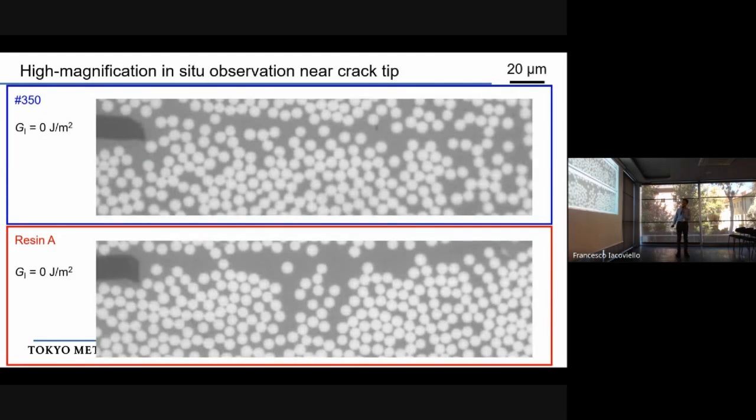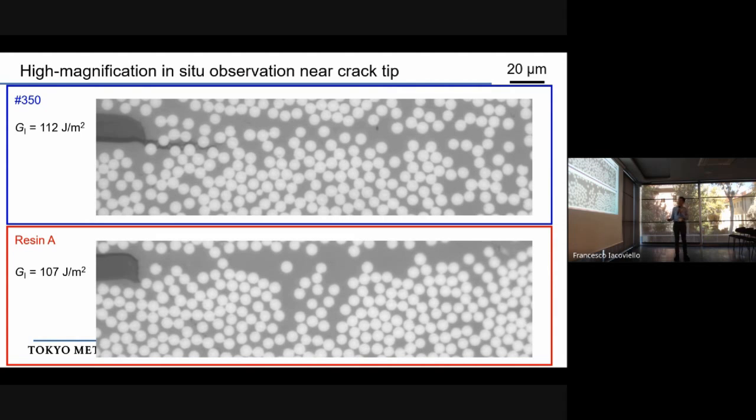This micrograph shows damage evolution in the vicinity of the crack tip, and this is the crack tip. The white one is carbon fibers, and black one is matrix resin. As load increased, slight damage is observed with low interfacial strength resin. And crack is starting to propagate, but no crack propagation with high interfacial strength resin.